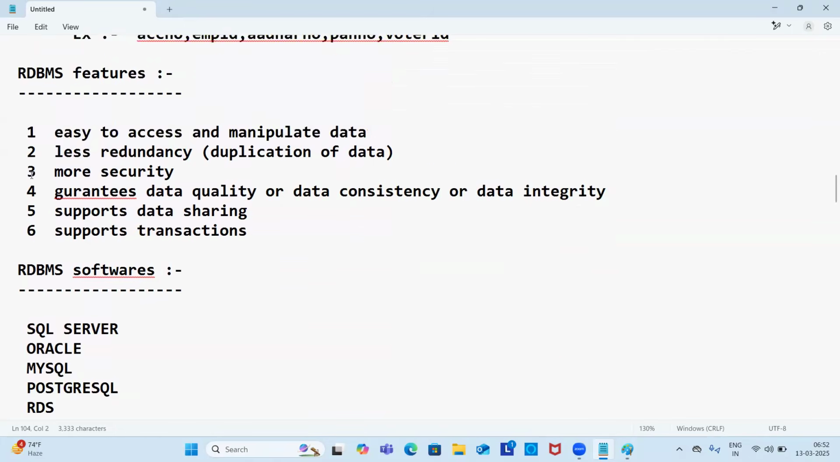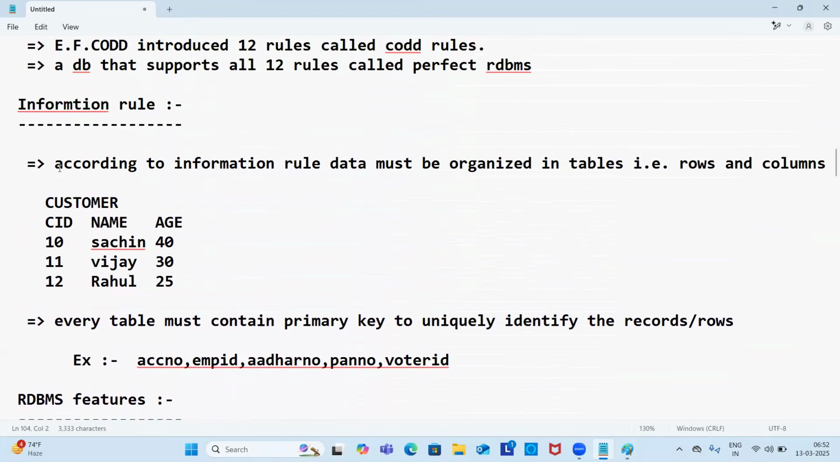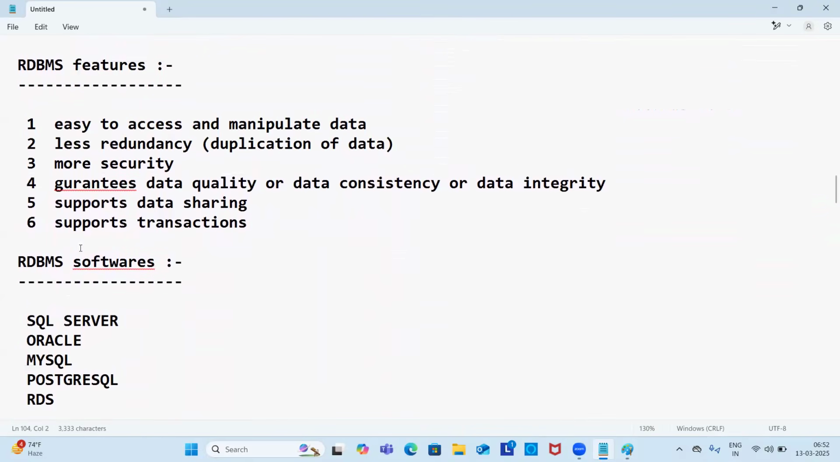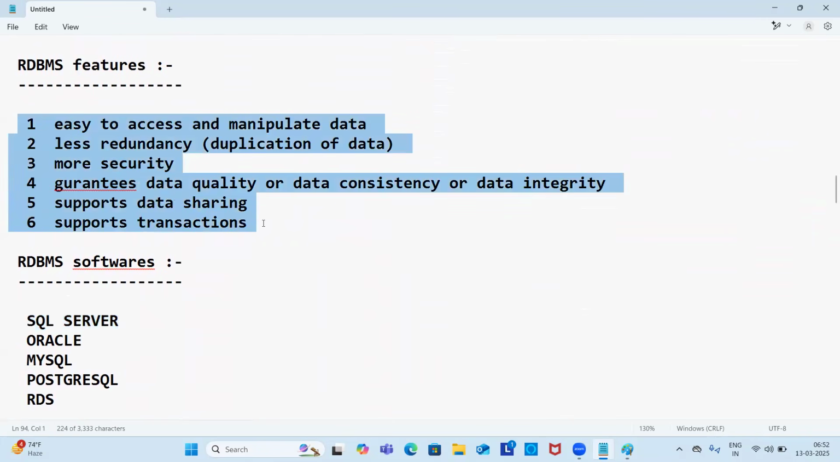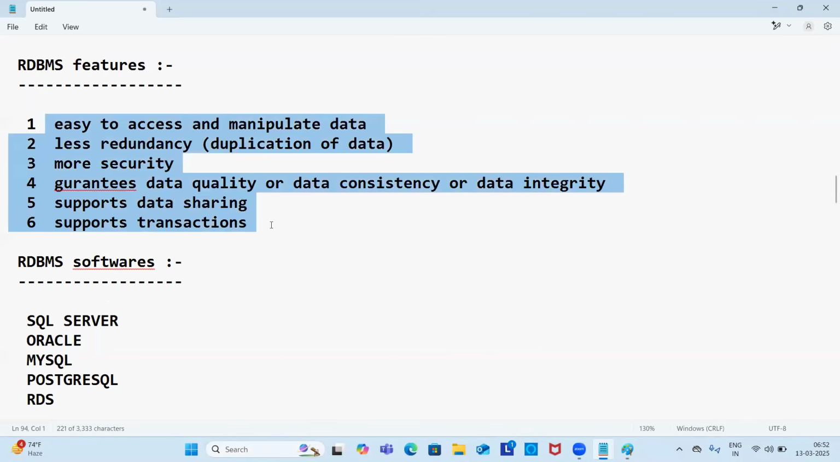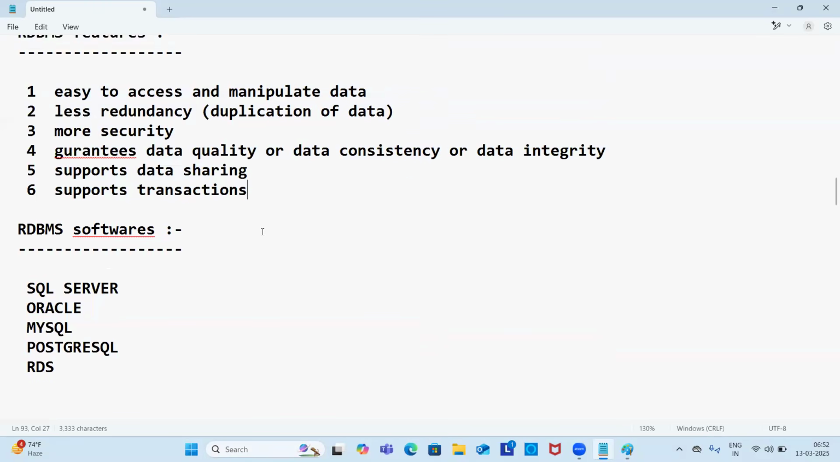So RDBMS comes with some features. SQL Server is the software that implements the features. If I ask you what are the features of SQL Server, you can give this list: easy to access and manipulate, less redundancy. What are the features of Oracle? You can give this list.